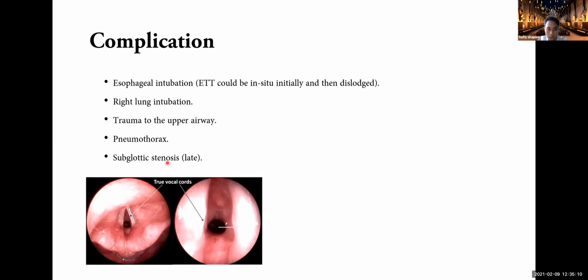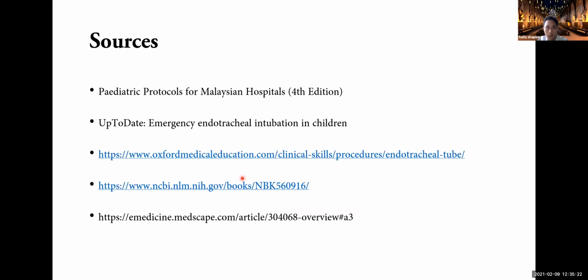And then subglottic stenosis. The subglottis is a structure under the vocal cord and above the trachea. However, subglottic stenosis is a late presentation of the complication. Yeah, that's all for me.